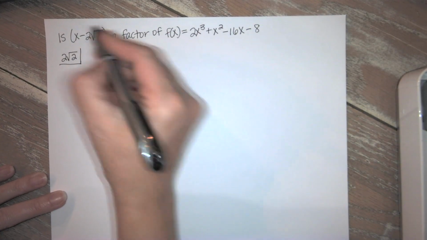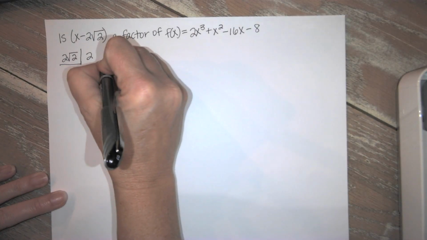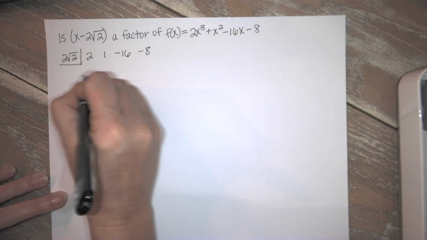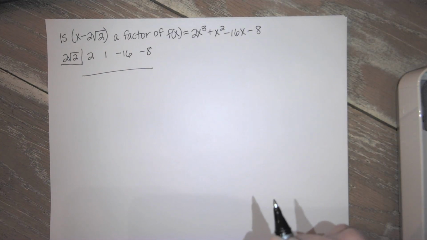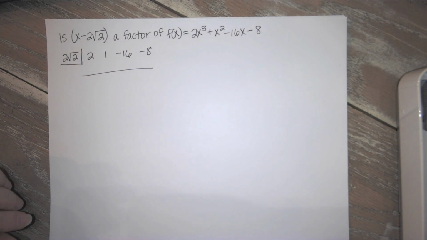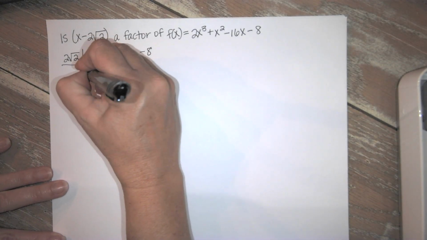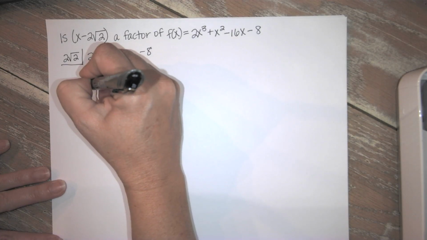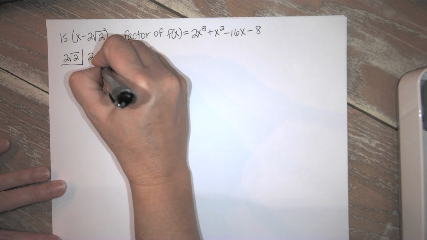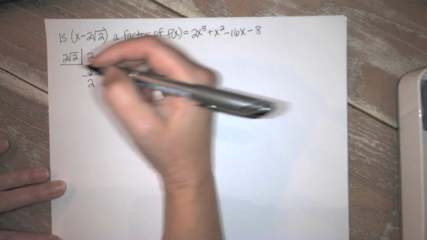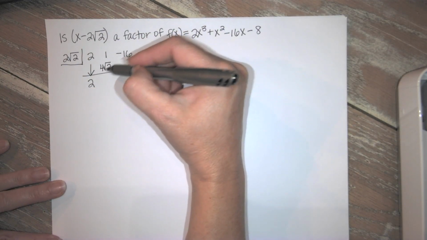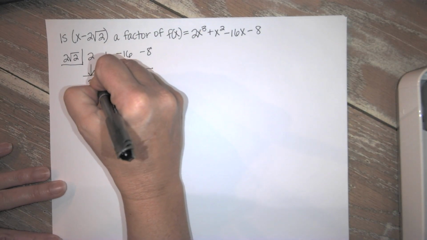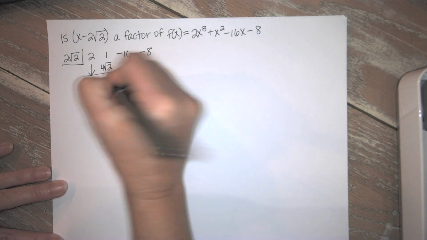I'm going to bring these coefficients down. I've got a 2, a 1, a negative 16, and a negative 8. And I am going to do synthetic division here. It's not as easy as when we just had nice integer numbers, but we can still do it. We're going to bring that positive 2 straight down. We're going to multiply 2 times 2 square roots of 2, and that's 4 square roots of 2. Then we're supposed to add these. Well, you can't add something with a square root on it and something that doesn't have a square root, so that's going to give you 4 square roots of 2 plus 1.